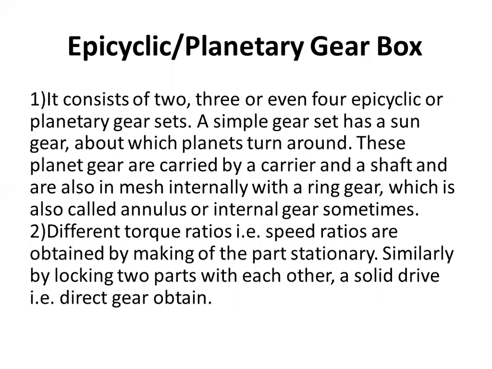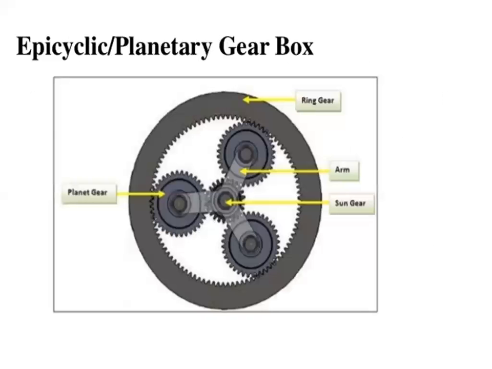Okay. Then fourth will be the epicyclic or planetary gearbox. This is the diagram of the epicyclic or planetary gearbox. Okay, this is the planet gear. This is the ring gear. This is the sun gear.